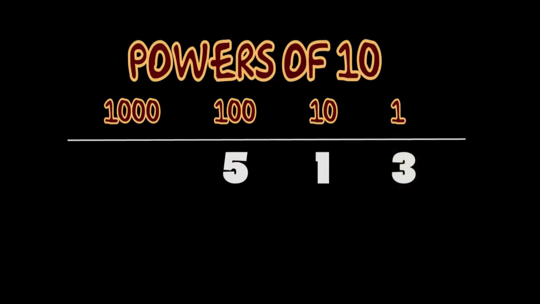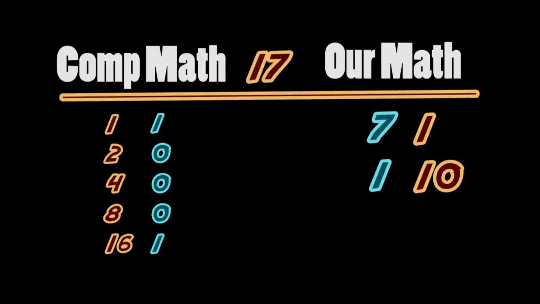Computer language is based on the powers of 2. So all things are represented by numbers that double endlessly, starting with 1, then 2, 4, 8, 16, 32, 64, etc. So let's look at some simple numbers represented by our math and by computer math. Let's take 17. In our current system, that is 1 10 and 7 1s. In computer math, it would be 1 16 and 1 1, or 1 0 0 0 1.